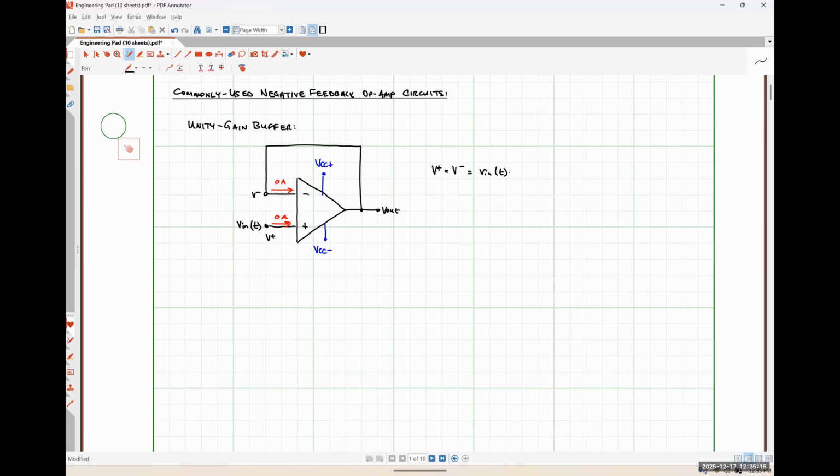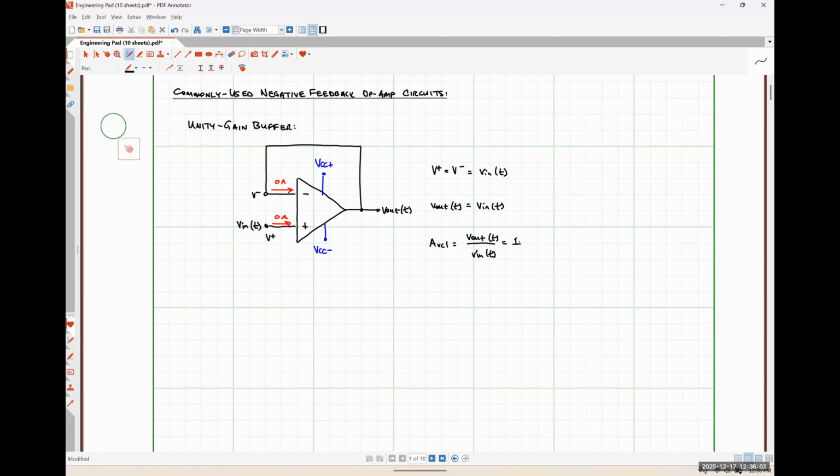And since V minus is connected by wire to our output terminal, that means that our output voltage, V out, as a function of time, is just going to be the exact same thing as our input voltage. So if we define our closed loop voltage gain, AVCL, as the ratio of V out over V in, we very obviously get a gain of 1, which is why this is called a unity gain buffer, okay? Now, some of you may be asking yourself, well, what the hell is the point of an amplifier that has a gain of 1, okay?